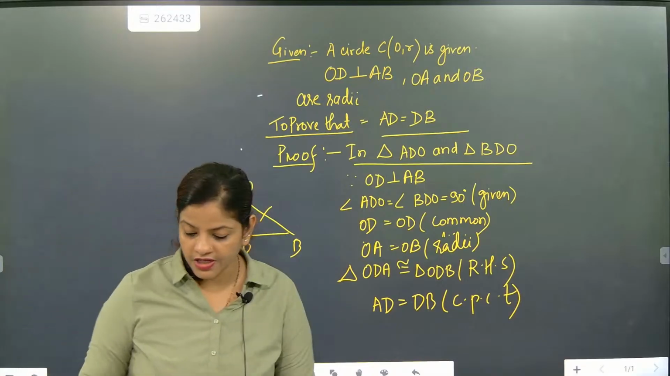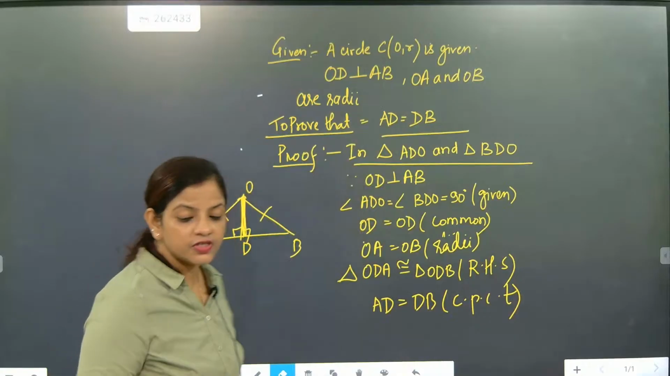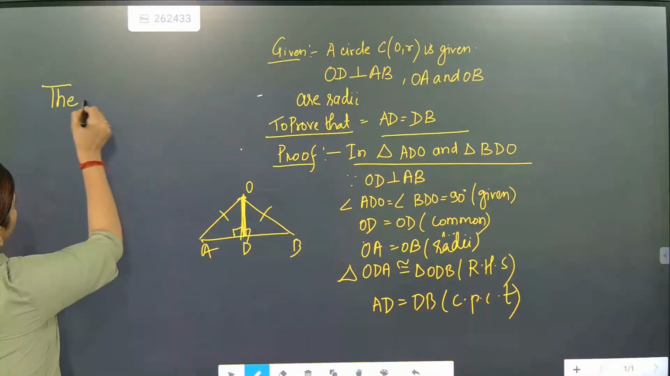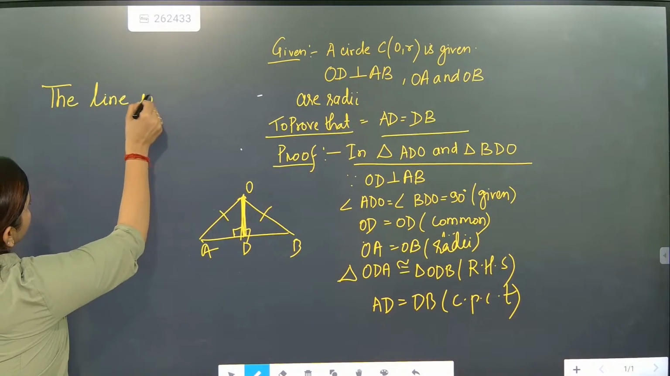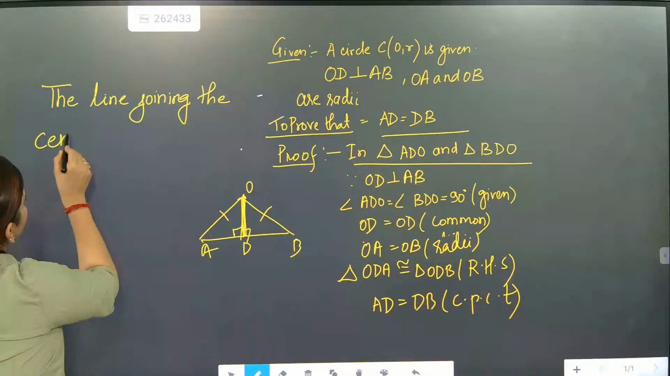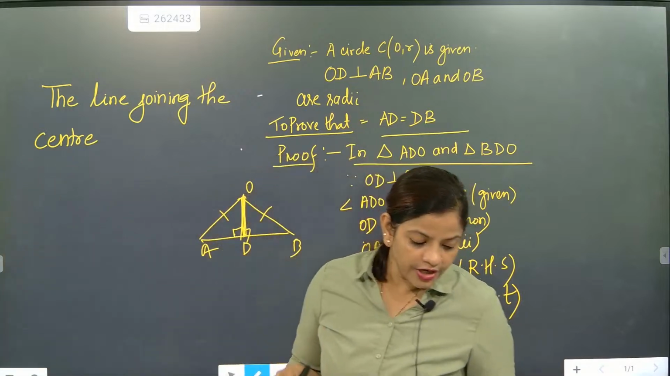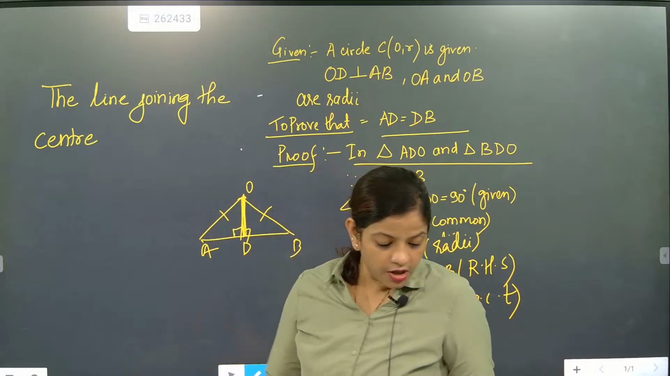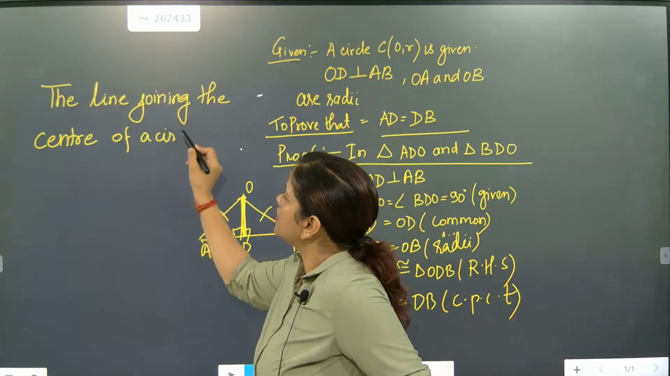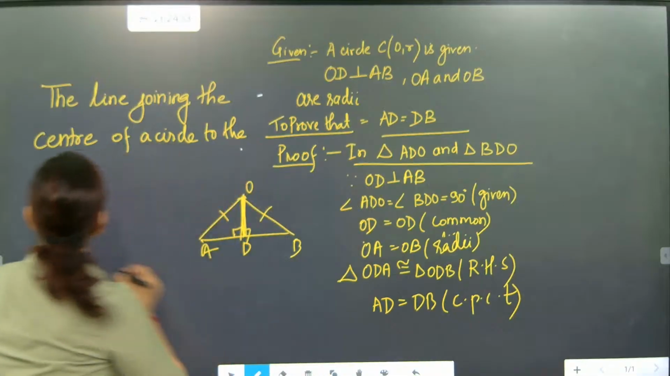Come on, we can do it, please. So the question is: the line joining the center of a circle to the midpoint of a chord. The line joining the center of a circle to the midpoint of the chord. Which part? Midpoint of the chord.